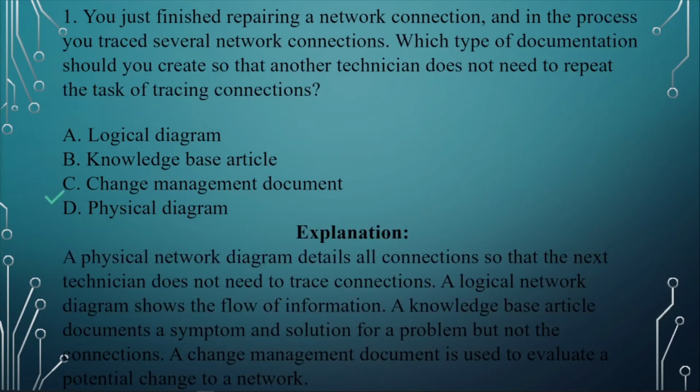The answer here is D. Physical diagram. A physical network diagram details all connections so that the next technician does not need to trace connections. A logical network diagram shows the flow of information. A knowledge base article documents a symptom and solution for a problem, but not the connections. A change management document is used to evaluate a potential change to the network.